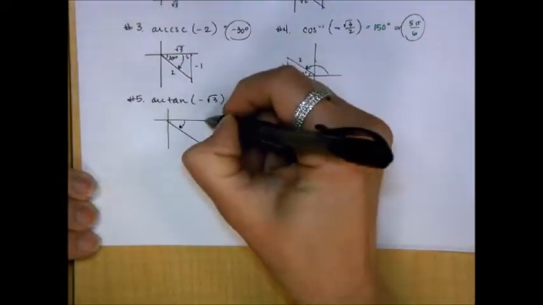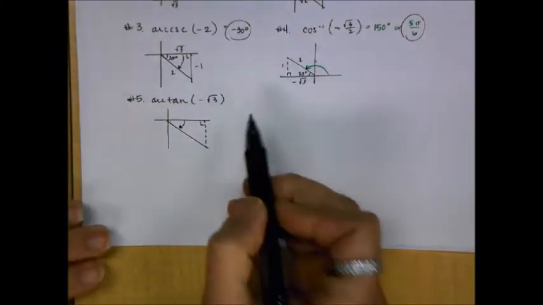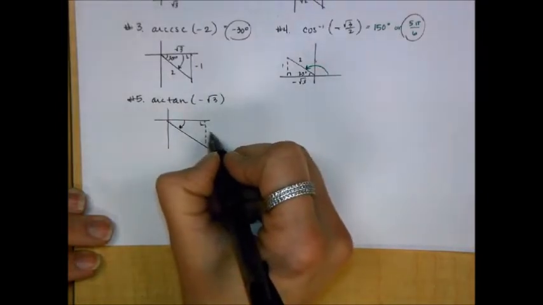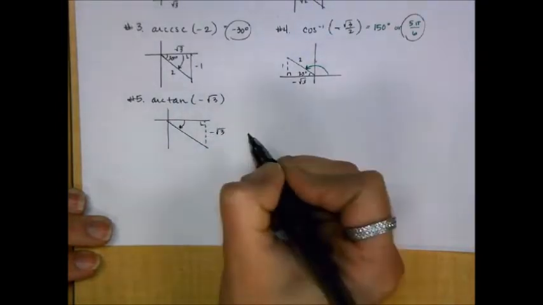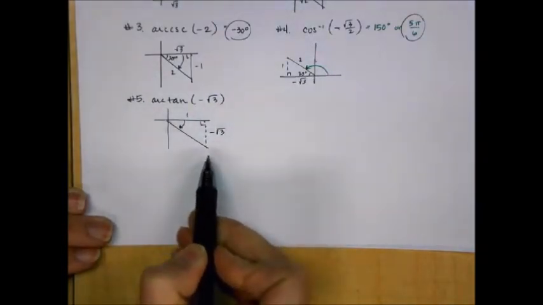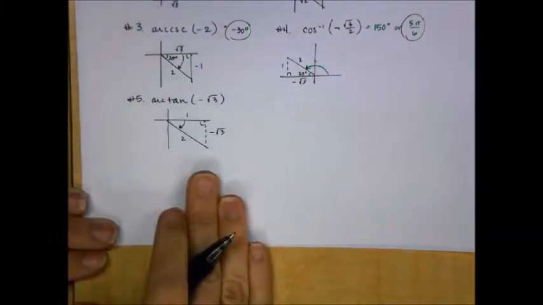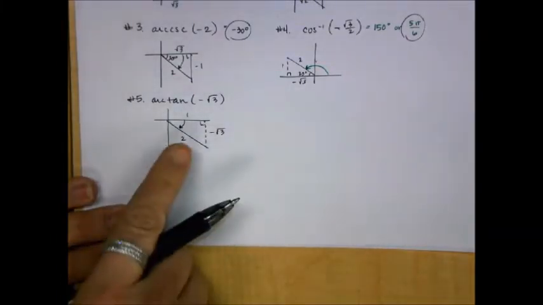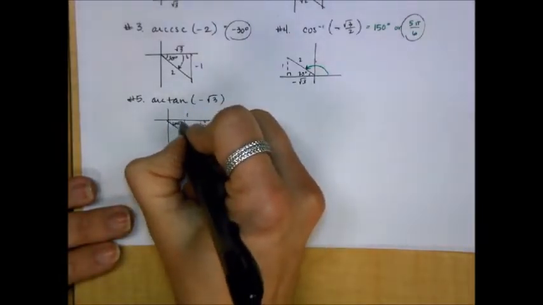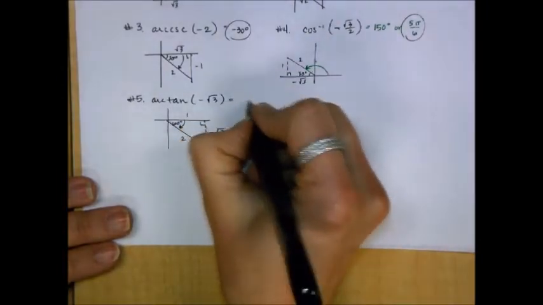So in labeling here, we want to do opposite over adjacent to get negative root 3. So the opposite side is going to be negative root 3 over positive 1. Quadrant 4, positive x, negative y. All right. The hypotenuse would be 2. These are side lengths of a 30, 60, 90. So the reference angle here next to the 1 would be 60 degrees. But in order to enter quadrant 4 in this negative direction, our answer should be negative 60 degrees or negative pi over 3.